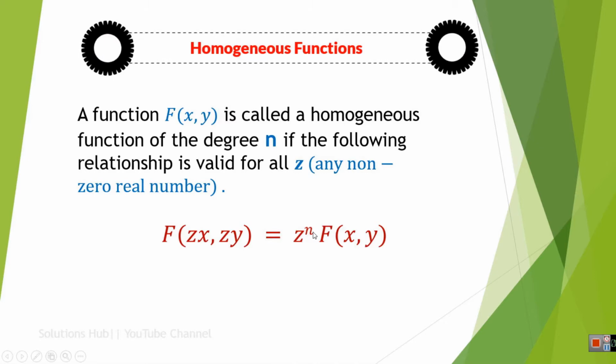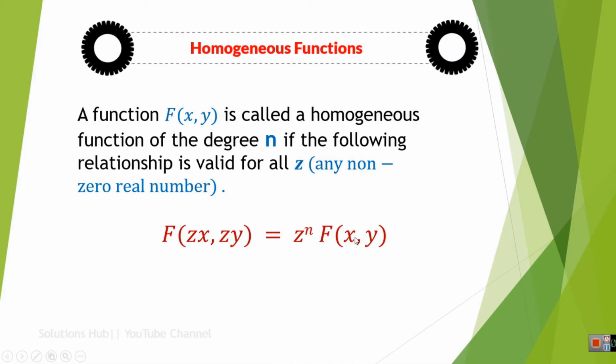And here n is basically the exponent of z, and z is any non-zero real number. Here the exponent n indicates the degree of that function. So a function f is called a homogeneous function of some degree n if it satisfies this particular relationship, or you may say if you can transform your function into this particular relationship, then your function f will be called a homogeneous function.